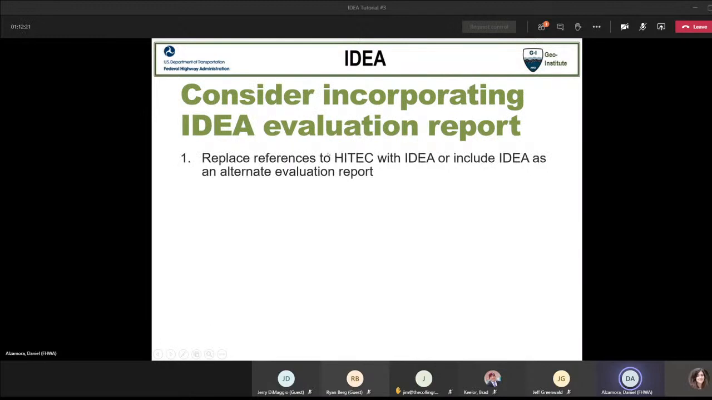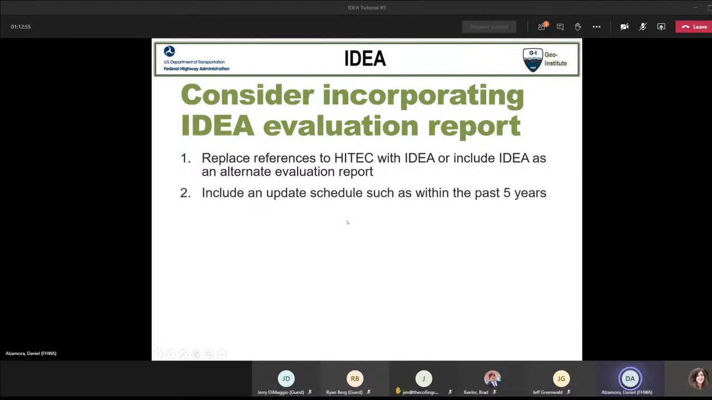So here's what we suggest as possible changes to the state requirements. Replace the references to high-tech with IDEA. I would imagine that for now, you would probably include both IDEA and a high-tech evaluation. There's going to be a little bit of lag in a transition period.